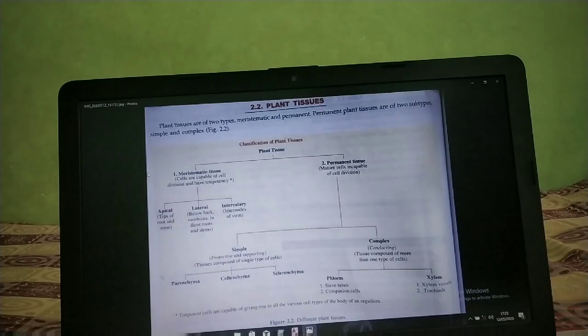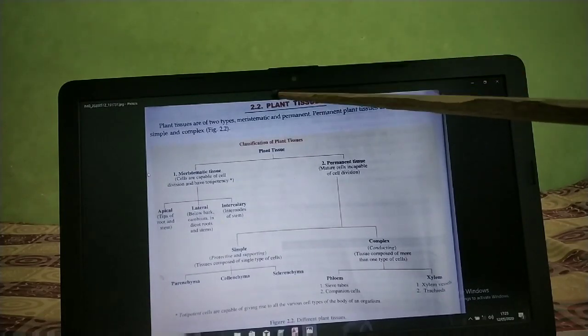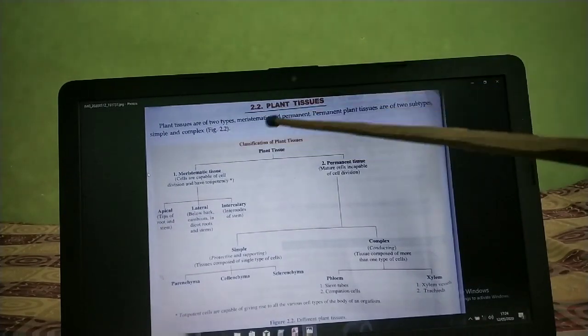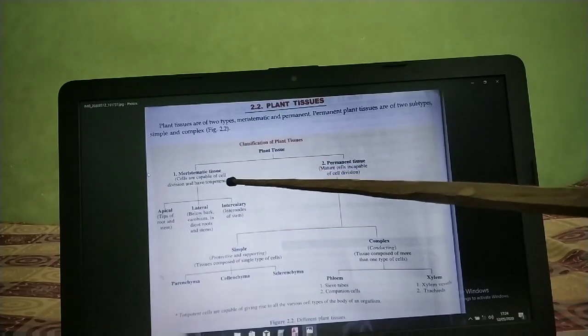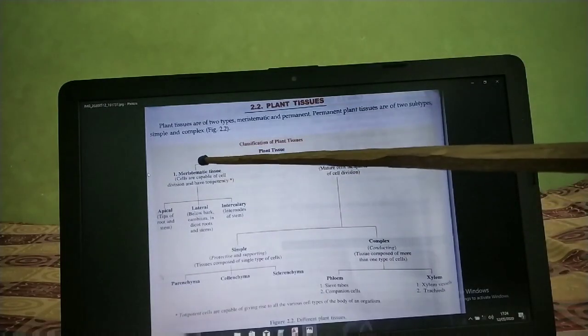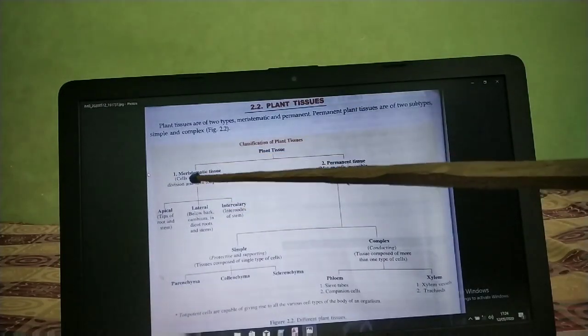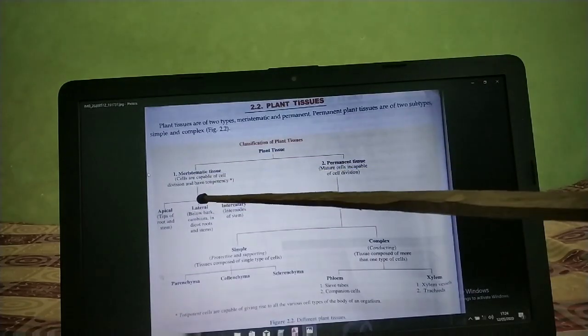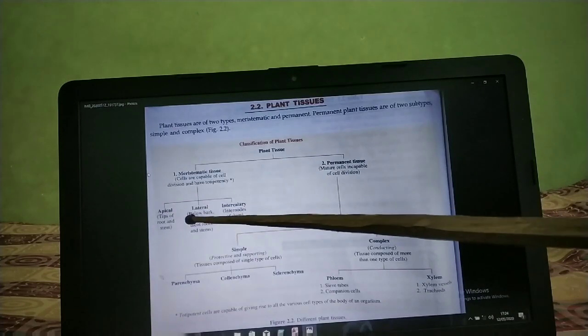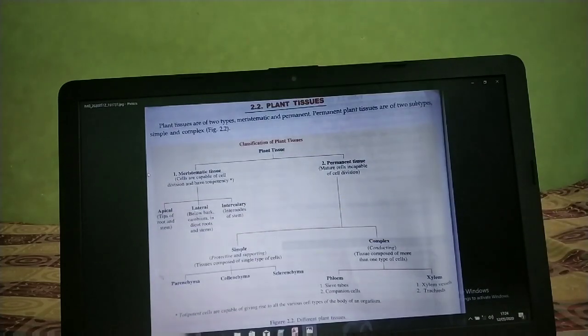Okay children, let's start our lesson. That one is plant tissue. Plant tissues are mainly classified into two types: meristematic tissue and permanent tissue. Today first of all I will teach you about meristematic tissue. Children, you see here, meristematic tissue is divided into three types: apical, lateral and intercalary meristematic tissue.